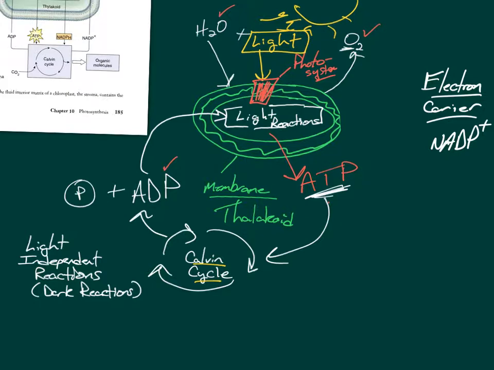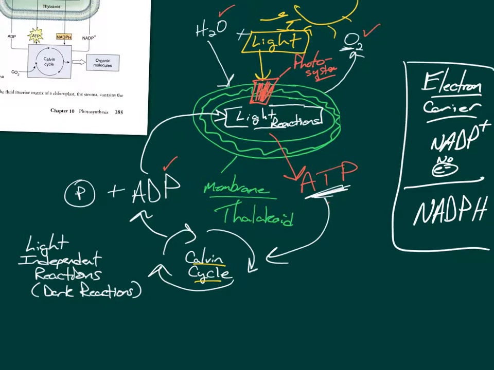When it doesn't have an electron, I'm going to just put a little e with a minus sign in a circle. No electron, it's NADP+. When it has the electron, it's NADPH. Why the H? Because when it has an electron, the H sticks to it like a magnet. So you have NADPH. That's your electron carriers: with no electron and with electron.